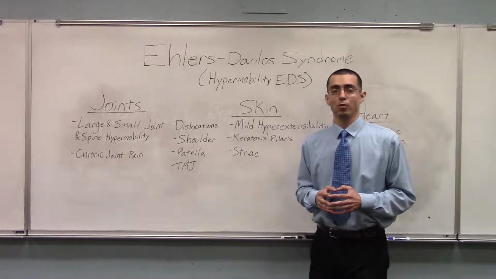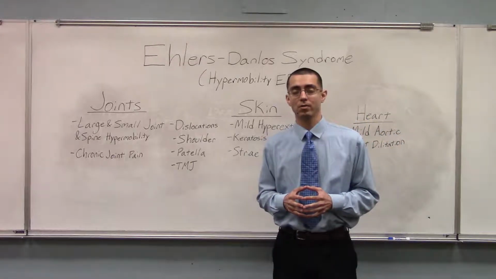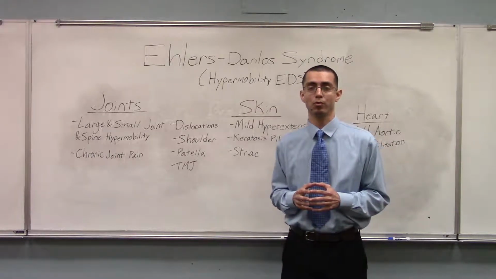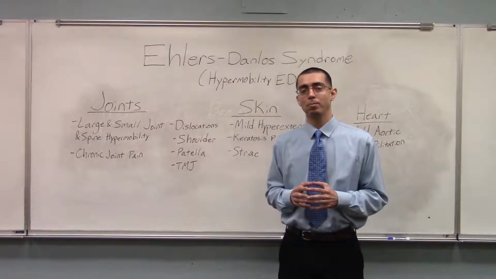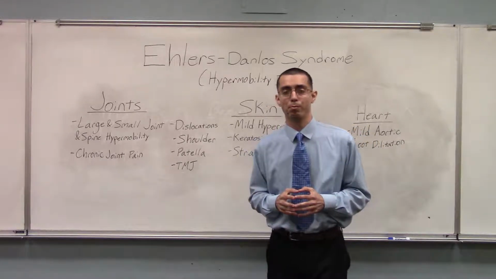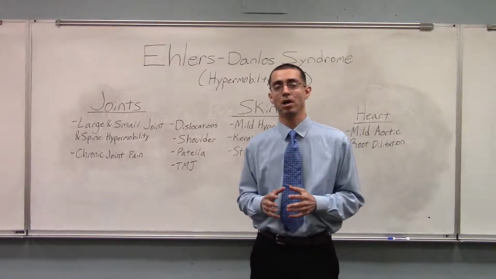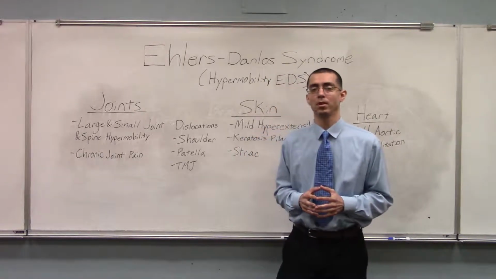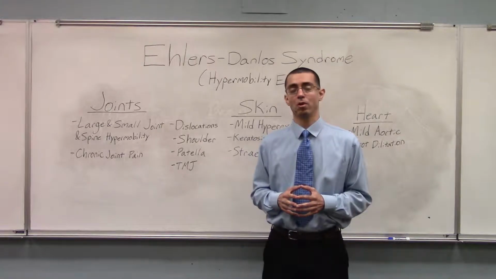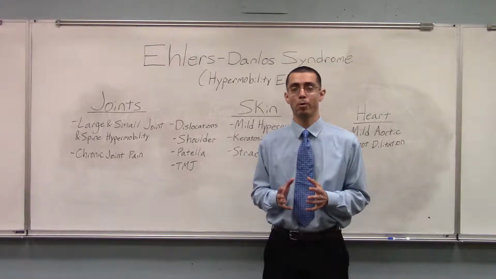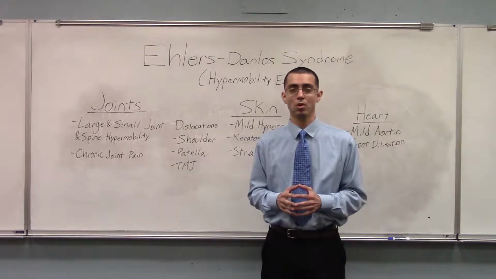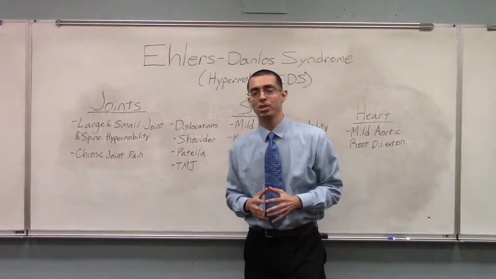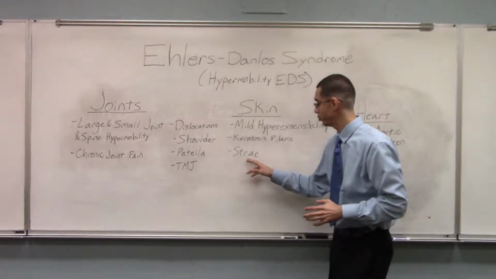Keratosis pilaris. What is keratosis pilaris? Keratosis pilaris are spiny follicular papules with perifollicular erythema primarily occurring on the extensor surfaces. Let me translate. Keratosis pilaris are tiny red dots that arise from the hair follicles on these areas. Patients may also present with striae.